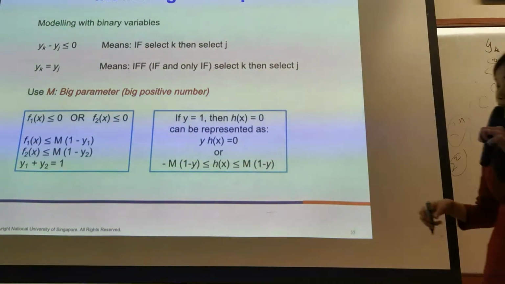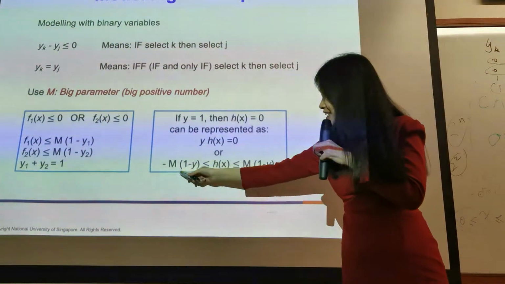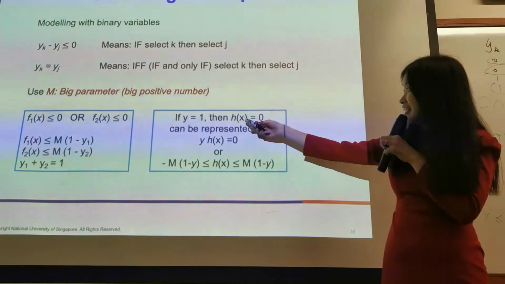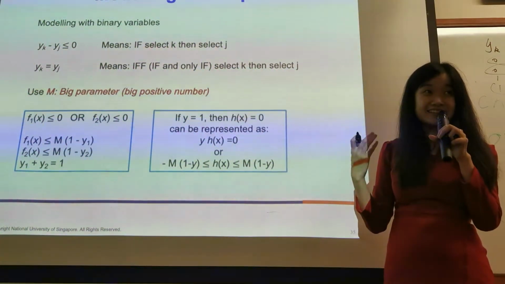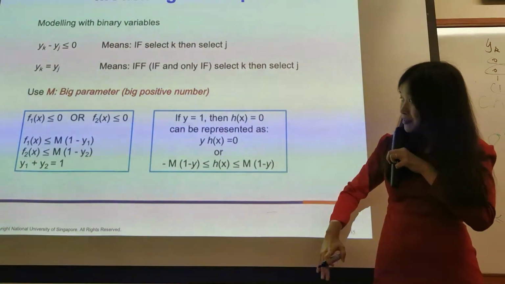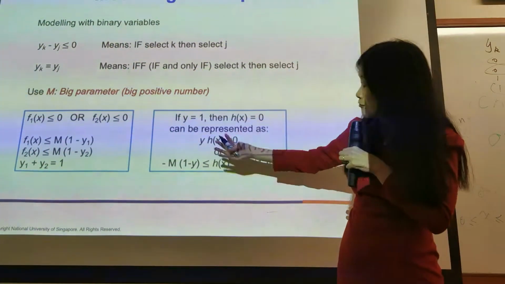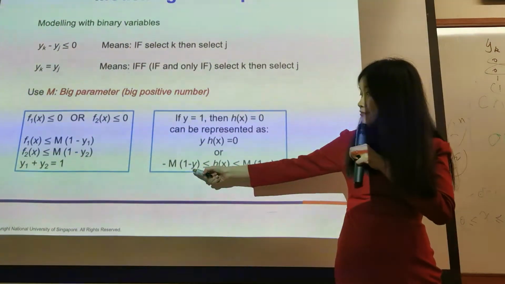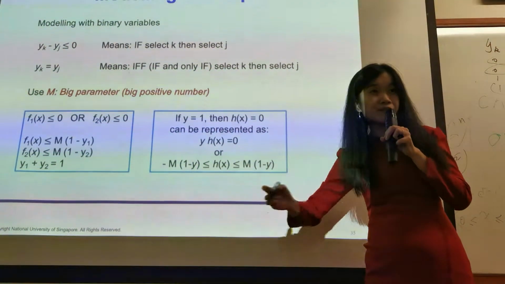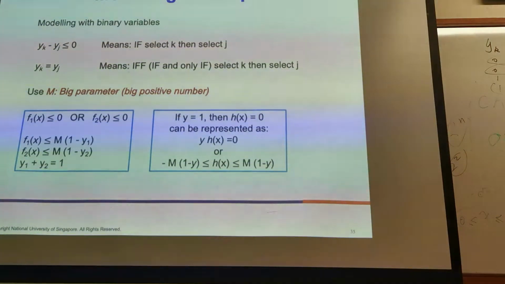So 1 minus y is 0, then this side is 0, this side is 0. Directly, hx is 0. This constraint is active. But if I don't choose y, if y equals 0, then this lower bound will be minus M, and the upper bound will be M.